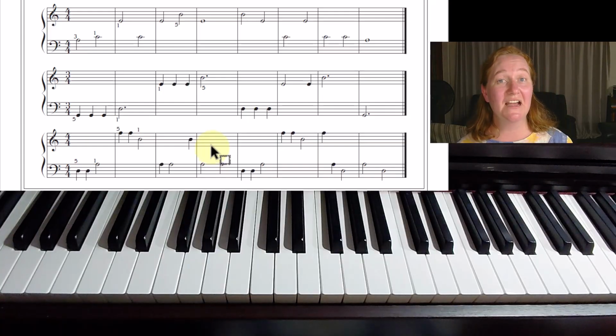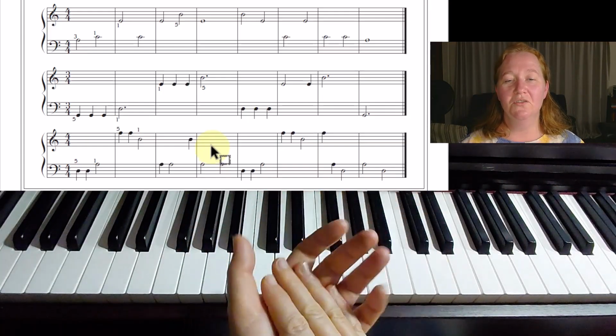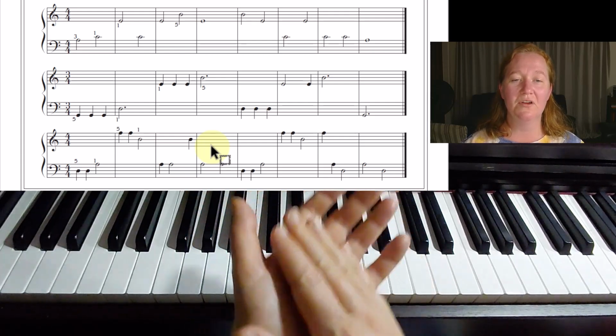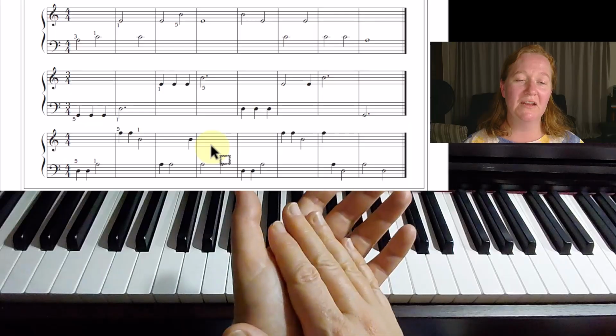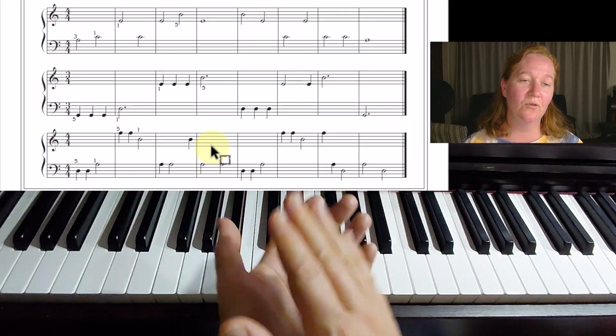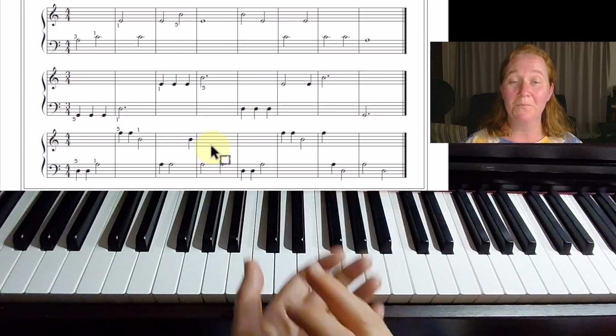Okay, so let's just count it first to make sure we've got the timing right. 1, 2, 3, 4, 1, 2, 3, 4, and so on, through to the end of the exercise.